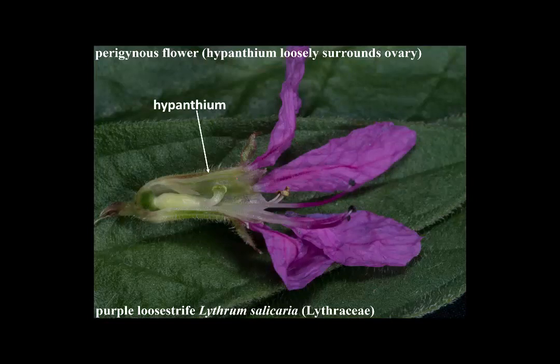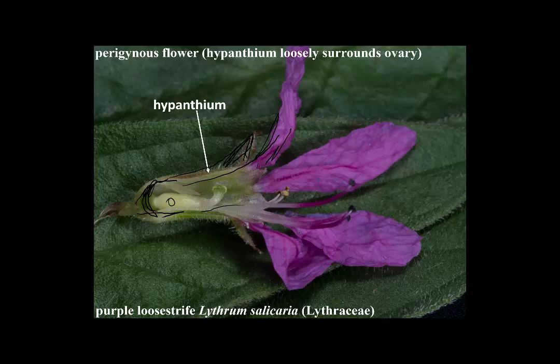This is purple loosestrife. And here we have a cross-section of a flower, and this is a hypanthium. It's a fused, all those things. Sepals, petals, there's some stamens here attached someplace, and this is a perigynous flower. The sepals are rising off of the flower here and here, but they're actually attached down here at the base of the ovary. So it has a superior ovary.